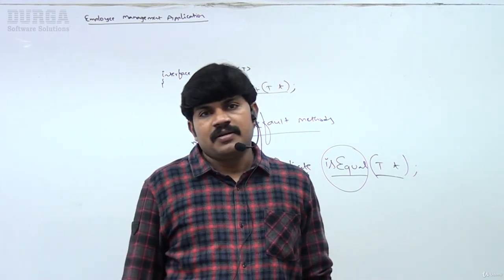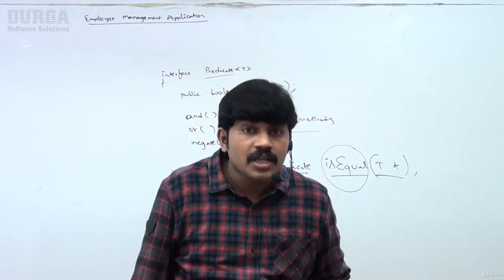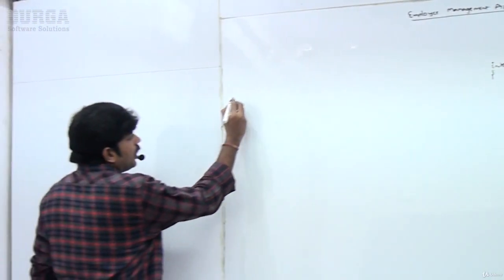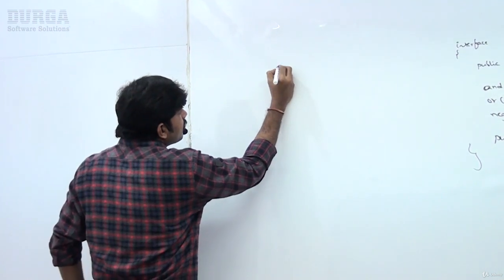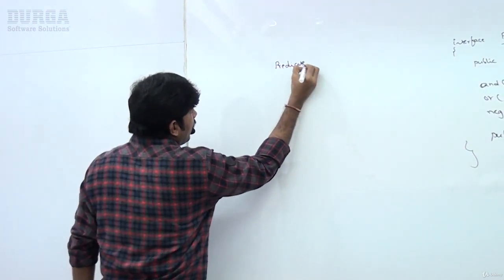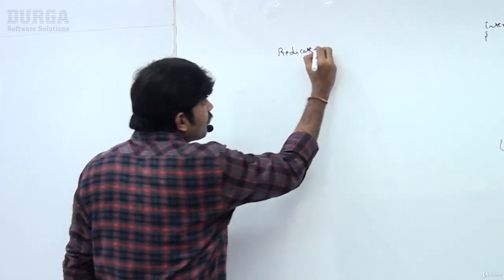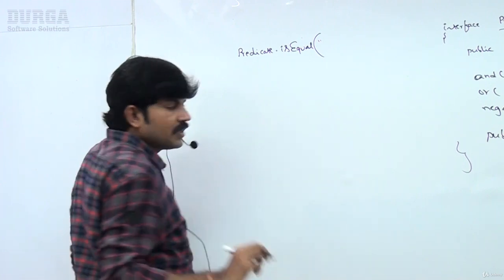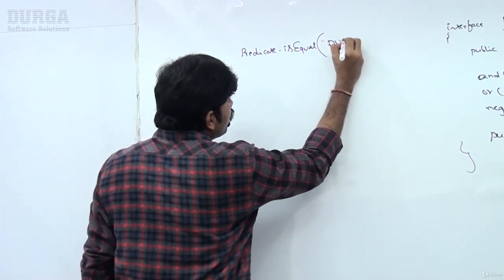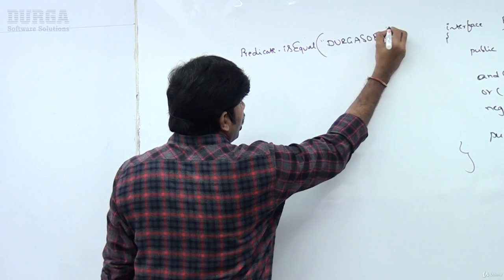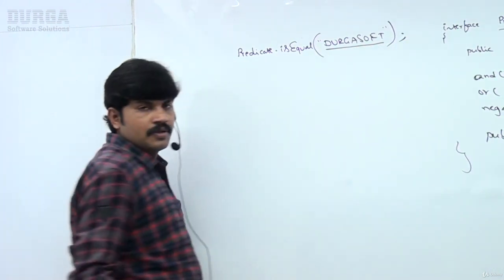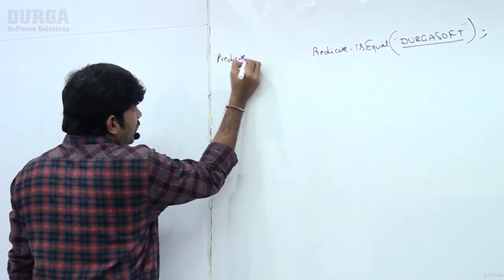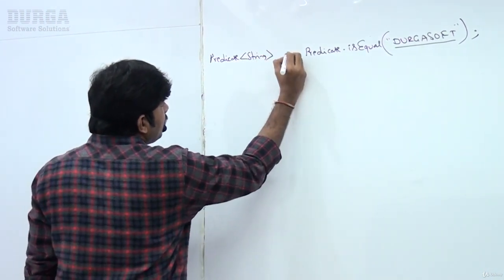Sir, I will explain with a small example, then you people will be able to understand very easily. Just have a look once, observe that, sir. I'm calling Predicate.isEqual, and I'm passing Durgasoft as the argument, a T type as the argument. Now it is going to return a predicate of String type, P.